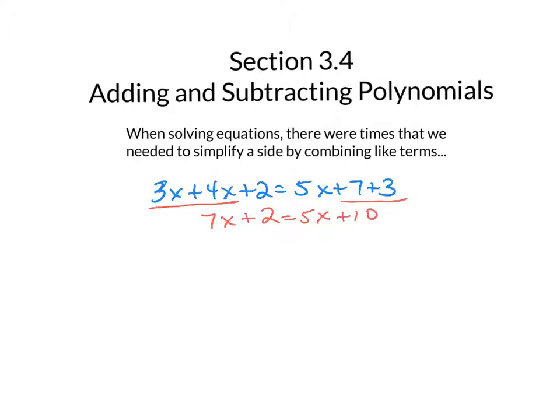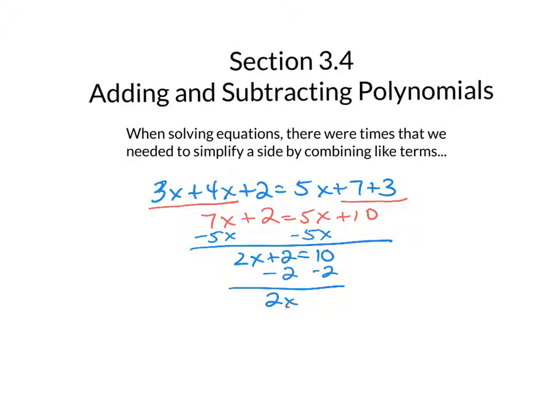If I wanted to continue to solve this, I could go through and subtract 5x from both sides. I'm going to get 2x plus 2 is equal to 10, and then I'm going to subtract 2 from both sides. I'm going to get 2x is equal to 8, so x is equal to 4.